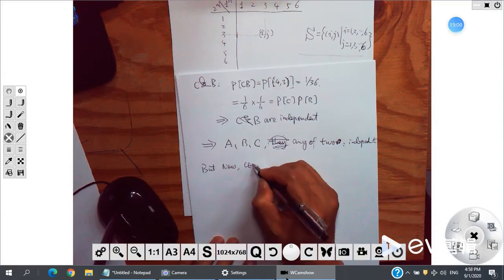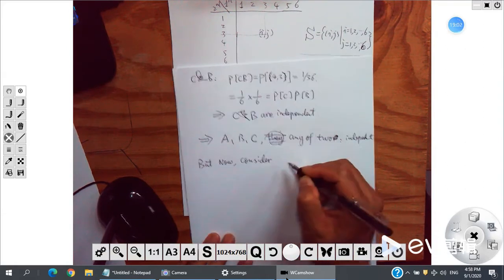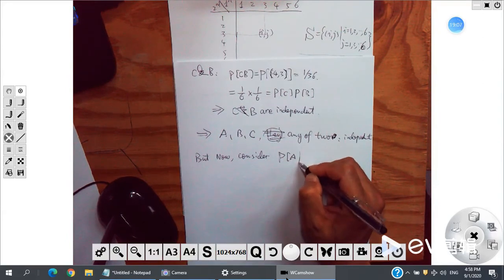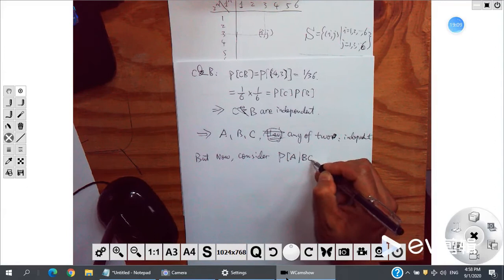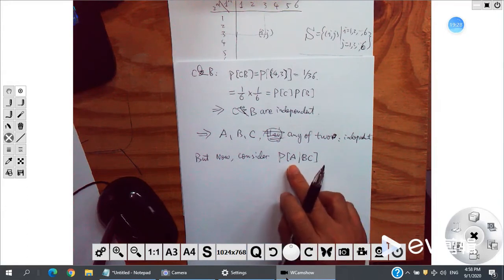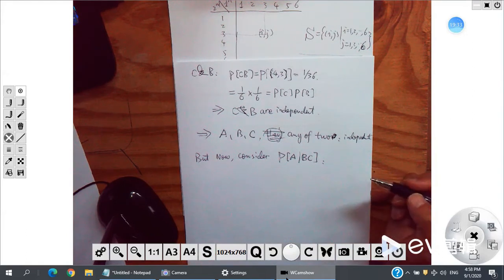consider the probability of A on the condition B with C intersection. So this time we suppose both B and C happen. We want to see what is the probability of A in this condition. Right, this is also a conditional probability. Under this condition, what is A? Now we start by definition.